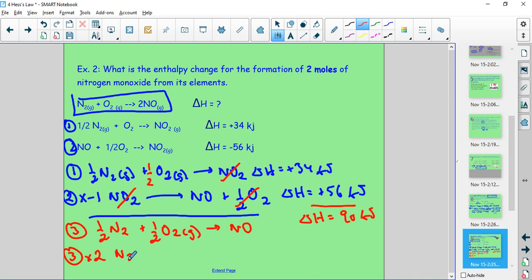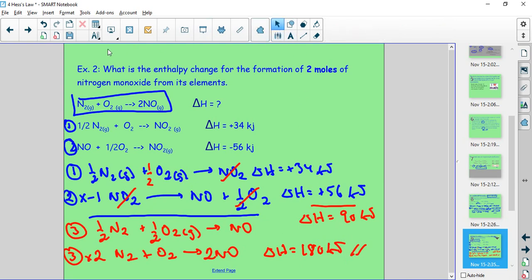And we get N2, O2, and 2NO. We also have to do the same thing to our enthalpy value, which means enthalpy is then 90 times 2 is 180 kilojoules, and that is our final answer. We're done. Okay, one more.